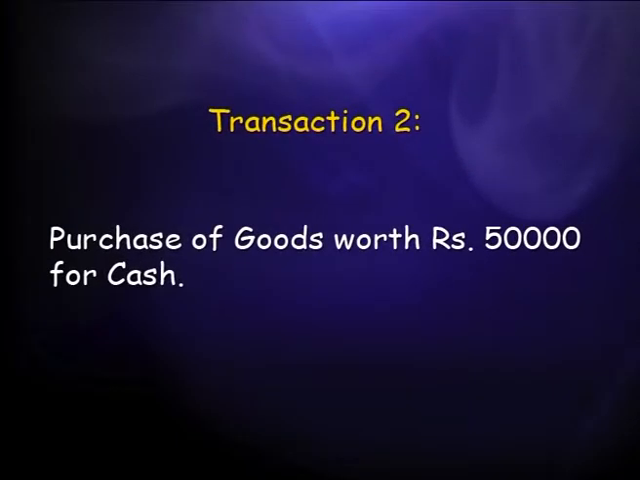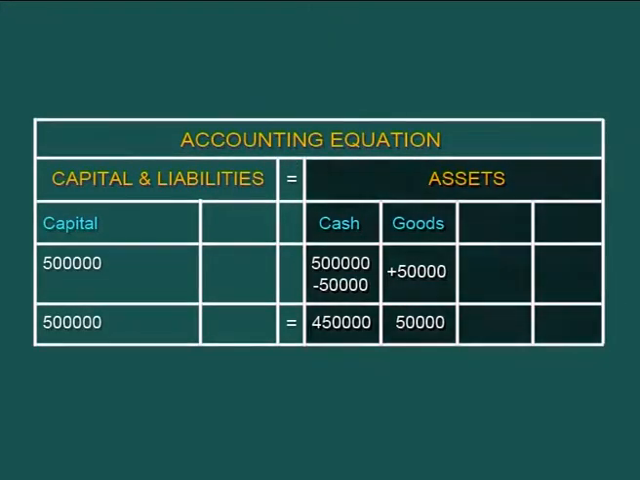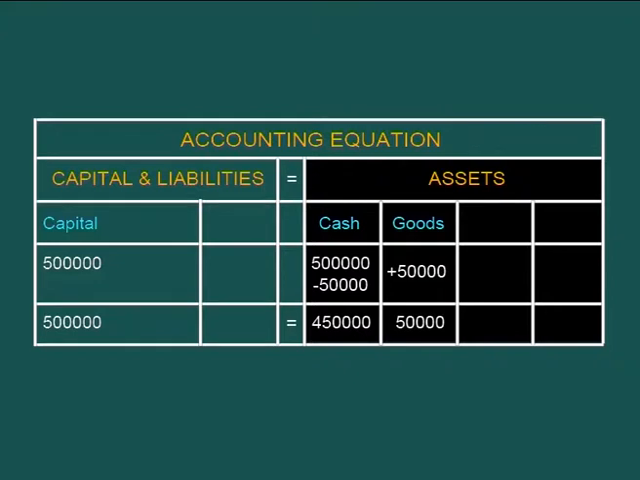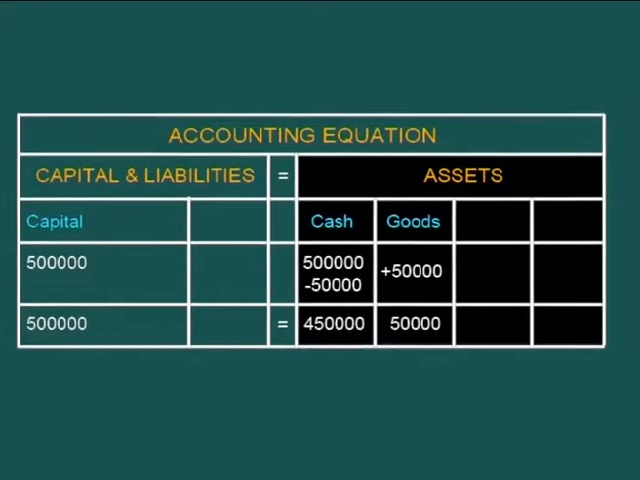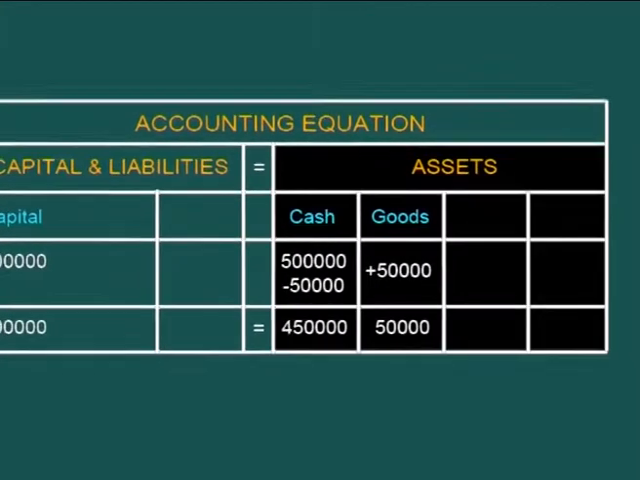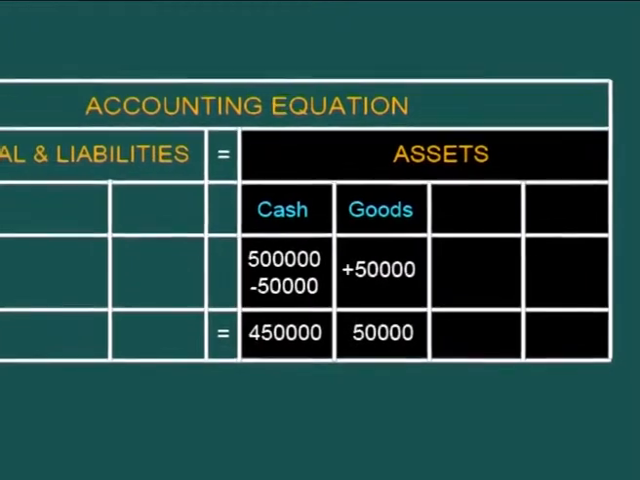Similarly, let us take a second example: purchase of goods worth rupees 50,000 for cash. Now, the two aspects related to this transaction are receipt of an asset, that is goods, by the business, and payment of another asset, that is cash, by the business. This will affect our accounting equation in the following manner. Cash will decrease by 50,000 rupees as you are paying it, so cash will reduce to 4,50,000 rupees, while another asset, goods, comes in, that is 50,000 rupees.